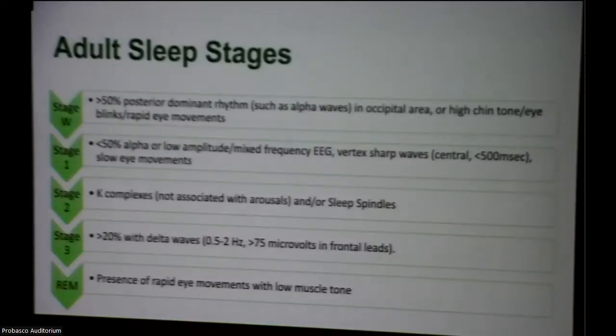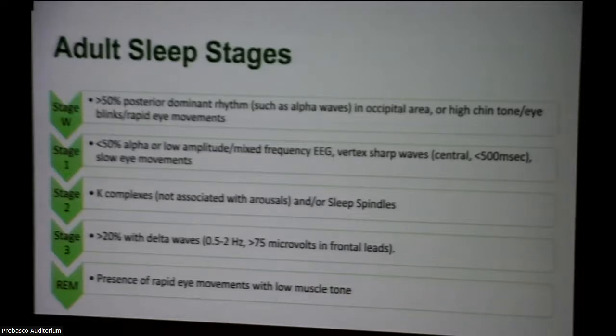The different stages from wake to REM sleep: on the wake stage, what we'll see in EEG and polysomnography is presence of an alpha occipital predominant rhythm. We see a high chin tone. We see high rapid eye movements. As we move into stage one sleep, we see a reduction of the amplitude, and we start seeing emergence of mixed frequency EEGs, vertex waves, and slow eye movements.